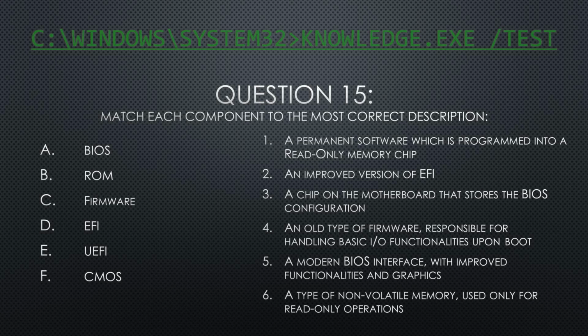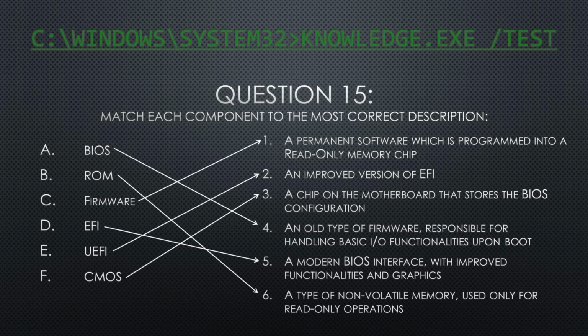Question number 15. Match each component to its most correct description. BIOS is a legacy firmware responsible for handling basic input and output operations upon boot. ROM is a non-volatile memory used for read-only operations. Firmware is a permanent software like the BIOS, which is programmed into a ROM chip. EFI and UEFI are both modern BIOS interfaces with improvements. The UEFI is an improvement of EFI. CMOS is a chip on the motherboard that stores the BIOS configuration.